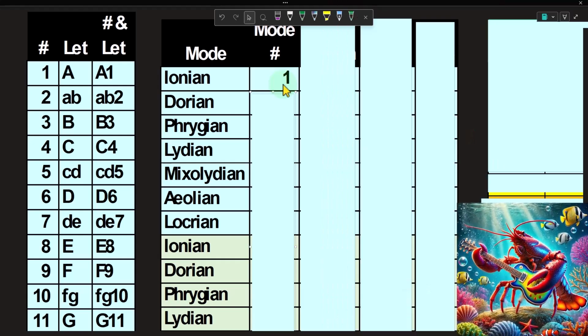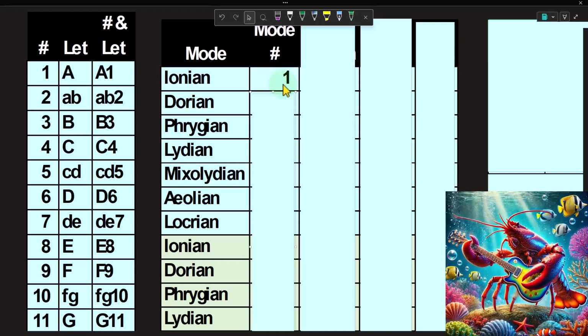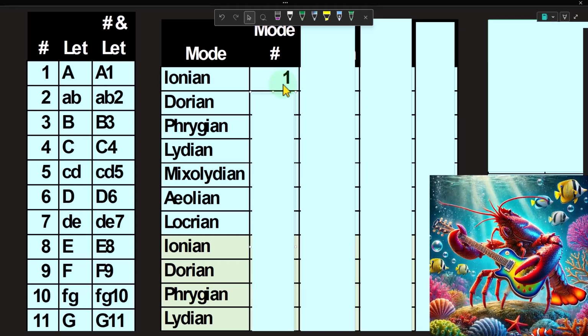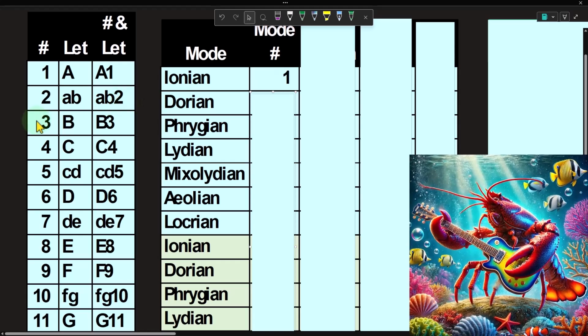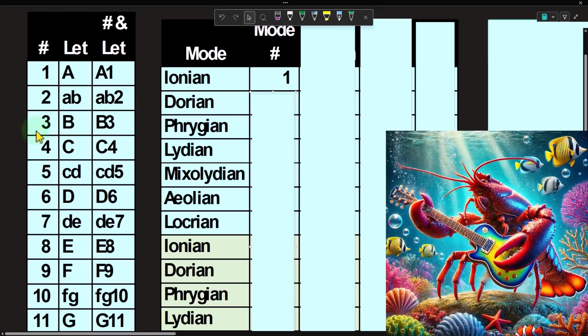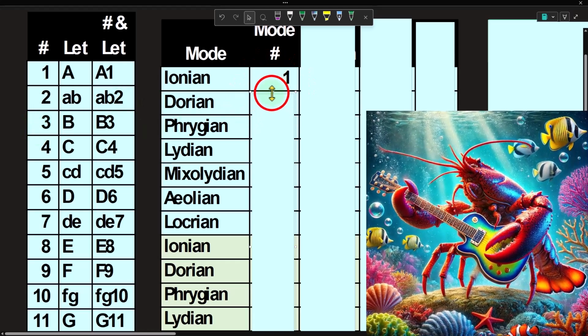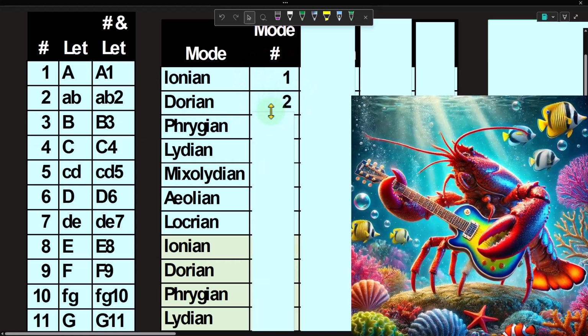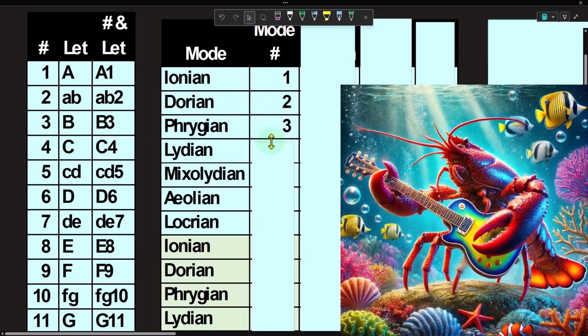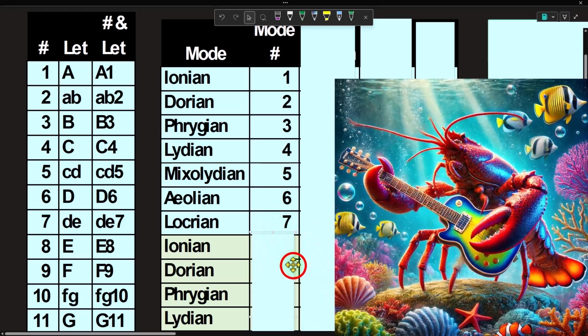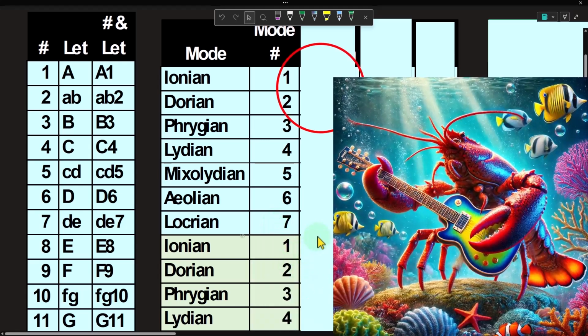I don't need to know how many sharps and flats. I just need to see what the shape is, right? So I want to see it in a number that's uniform. That's the sophisticated way to do it. That's the proper way. All right, so it's 1, 2, 3, 4, 5, 6, 7. There are only 7 modes.